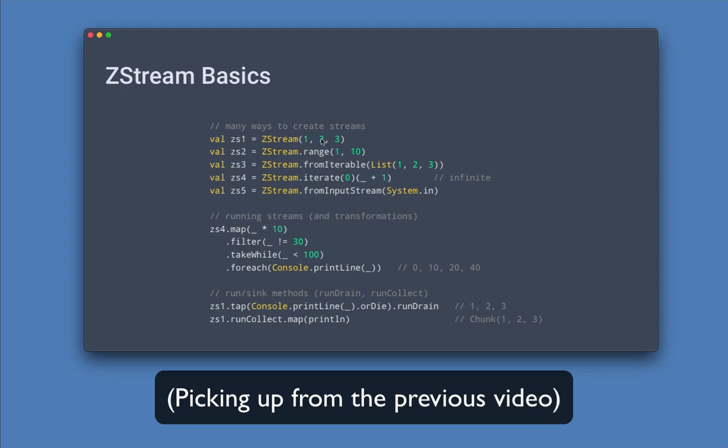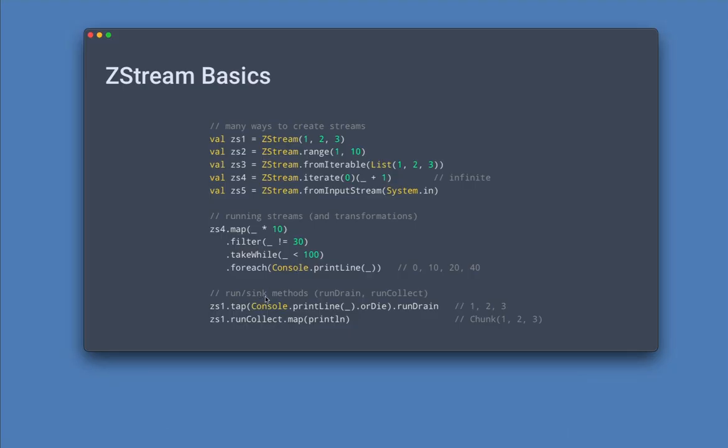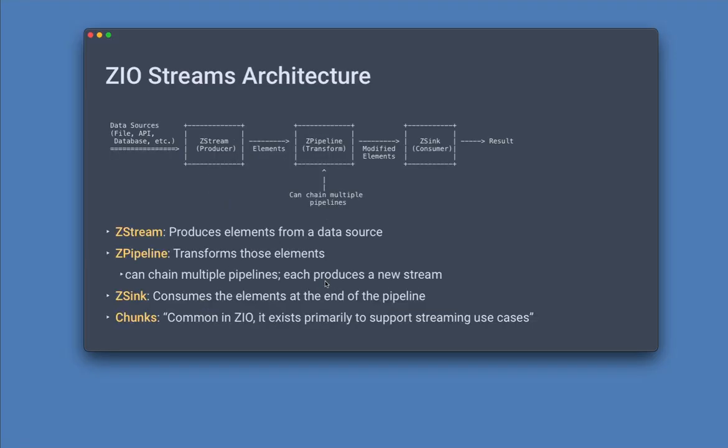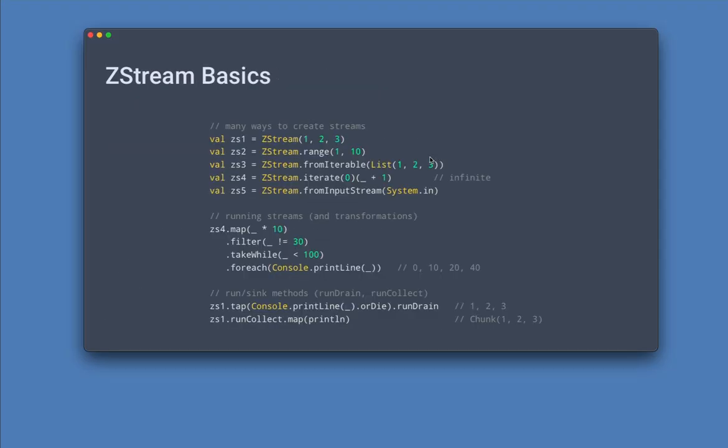So I showed how to create streams, I showed how to run streams, and how to start working with transformers right here. And then the last key concept that you want to know about ZStreams are these run and sync methods. So in the architecture diagram here, I talked about transforming elements or modifying them. And then once you have those, you want to go to the ZSink or the consumer. And this is where all the data goes in the end. So when I come back up here, this is just two examples of the way this could possibly work.